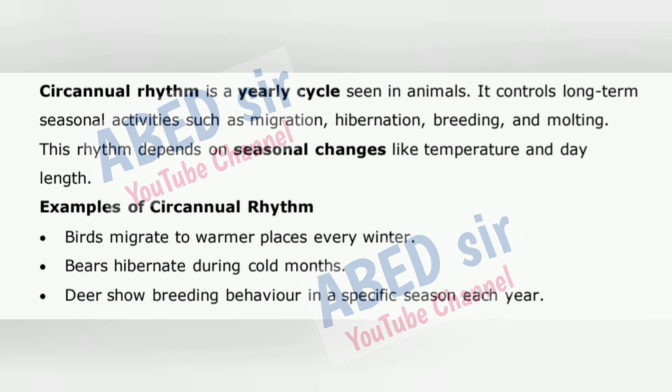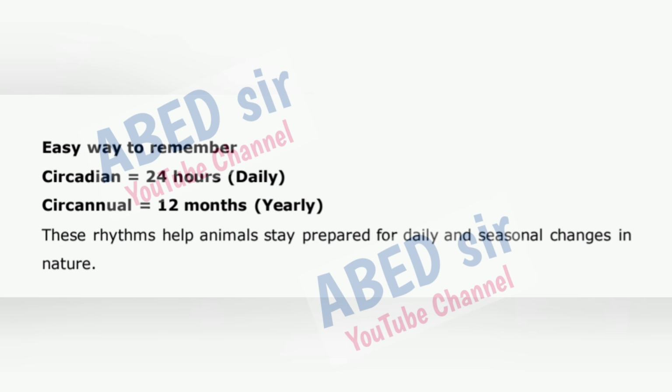Circannual rhythm is a yearly cycle seen in animals. It controls long-term seasonal activities such as migration, hibernation, breeding, and molting. This rhythm depends on seasonal changes like temperature and day length. Examples of circannual rhythm: birds migrate to warmer places every winter. Bears hibernate during cold months. Deer show breeding behavior in a specific season each year. Easy way to remember: Circadian equals 24 hours, daily. Circannual equals 12 months, yearly.